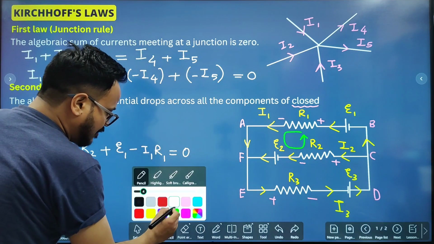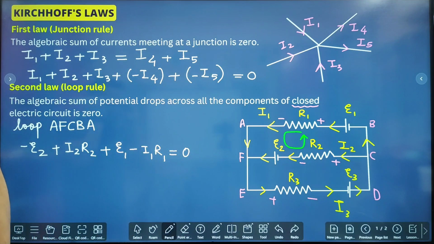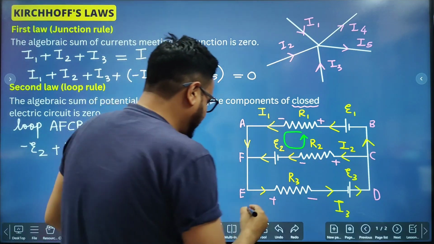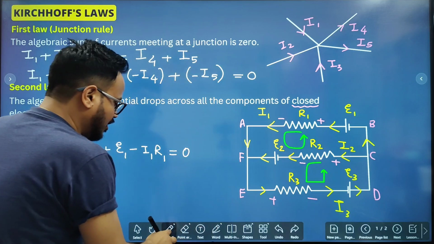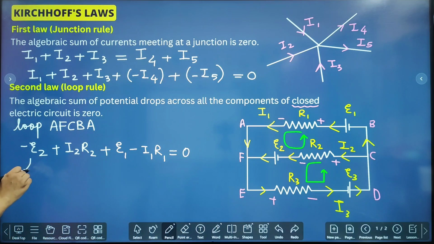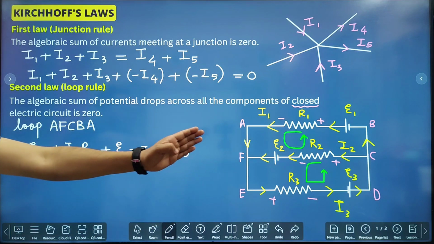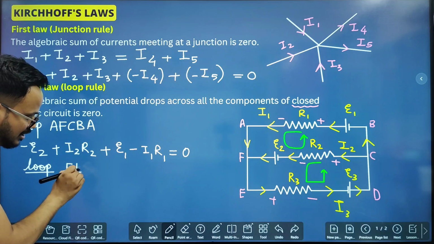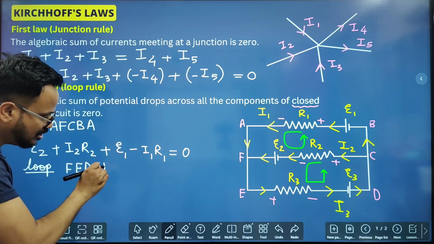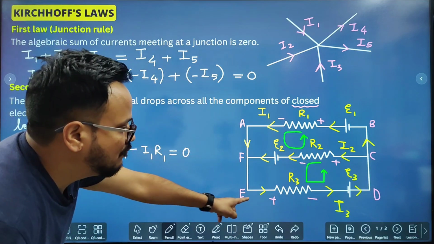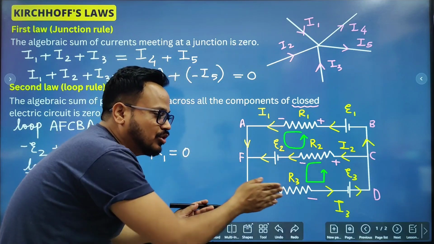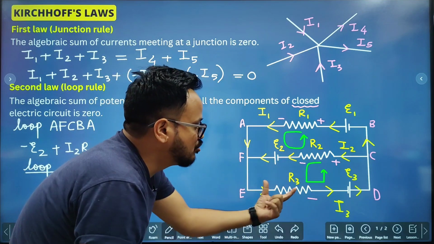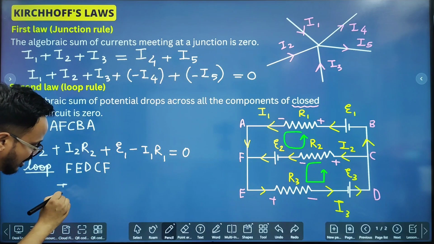Okay, let us take one more example. Now let us take loop FEDCF, and the direction of traversal is this. We are taking this loop and we will move in this direction. Starting from F, moving in this direction, the first component is R3, and we are going from positive to negative, which is the direction of decreasing potential. So the potential drop is I3R3.